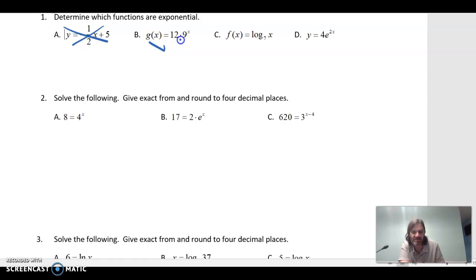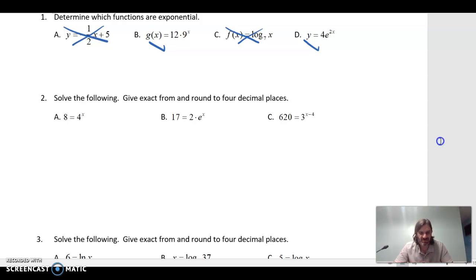That one is. You got 9 raised to a power variable. C, f of x equals log base 7 of x. That is not exponential. It can be rewritten as an exponential, but you don't see an exponent in there, so not exponential. And the last one, y equals 4 times e to the 2x. Yes, you have base e raised to 2x, so there's a variable in that exponent. So that one is exponential.